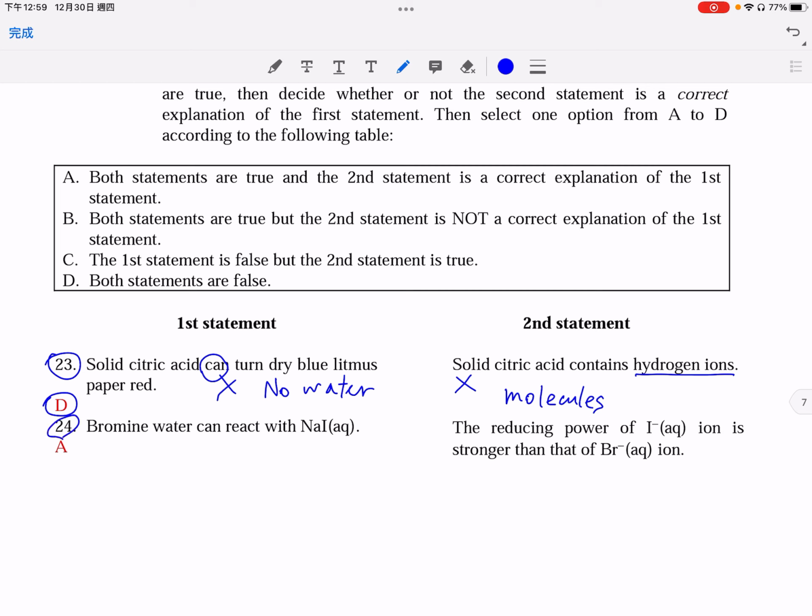Question number 24. Bromine water can react with sodium iodide. Of course, it is correct. Bromine can react with iodide according to this reaction, giving two bromide ions and iodine. The reason behind is, of course, this statement, okay? Iodide ion being a stronger reducing agent than bromide ion. And this is also the explanation of the first statement. So the answer is A.